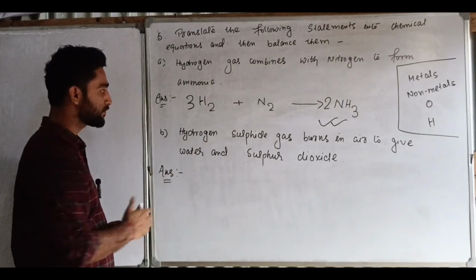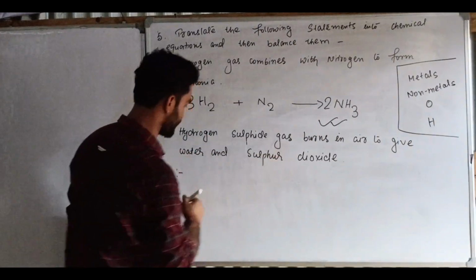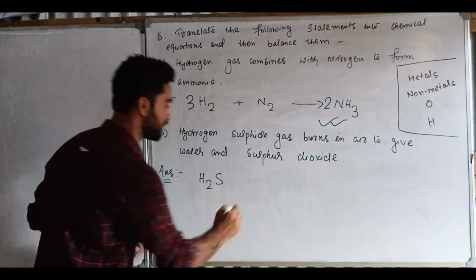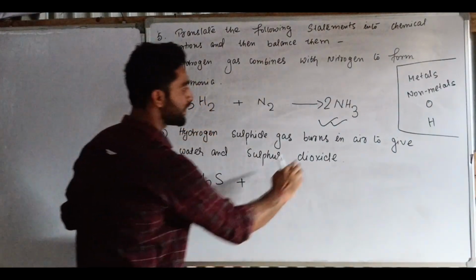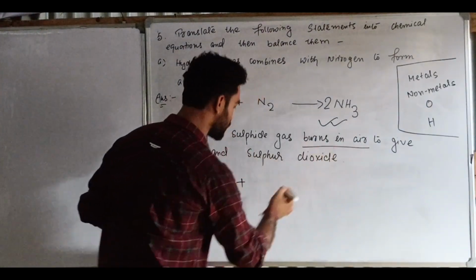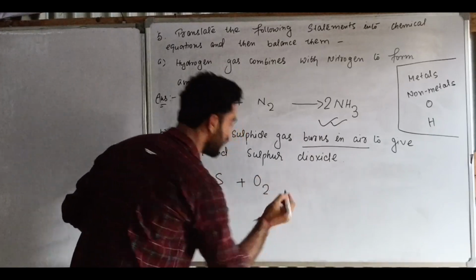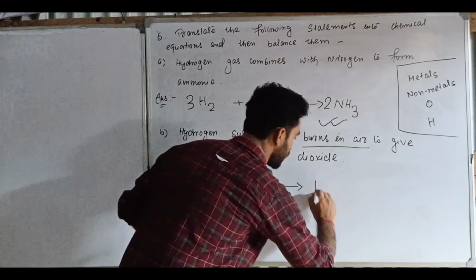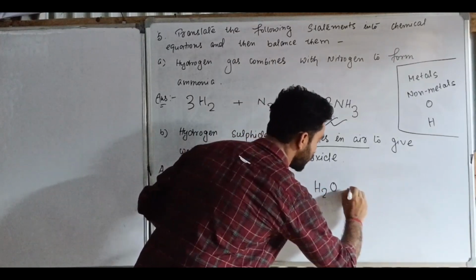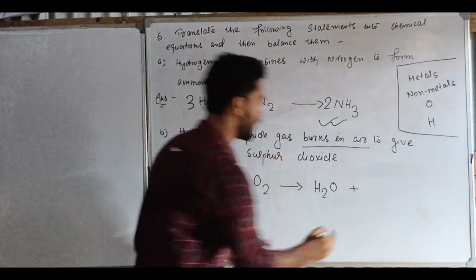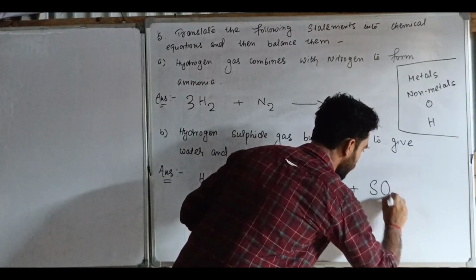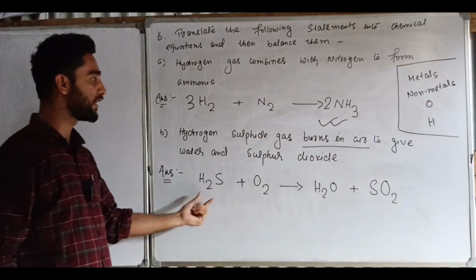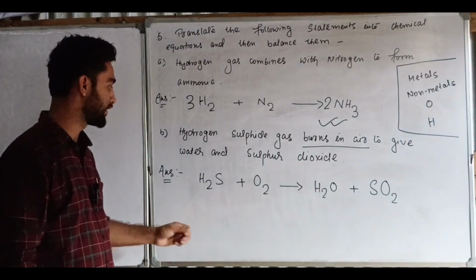Now the next question. Hydrogen sulfide gas. Hydrogen sulfide formula H2S. Hydrogen sulfide burns in air. Burns in air means what? It reacts with the oxygen to give water, H2O, plus sulfur dioxide, SO2. Now you check the reaction is in the balanced or unbalanced state.